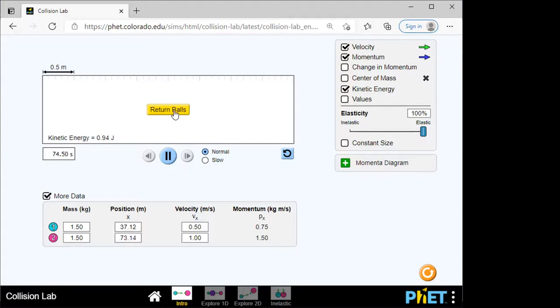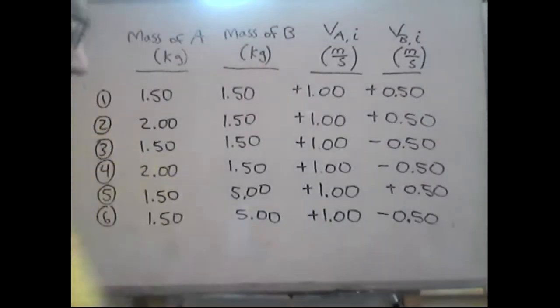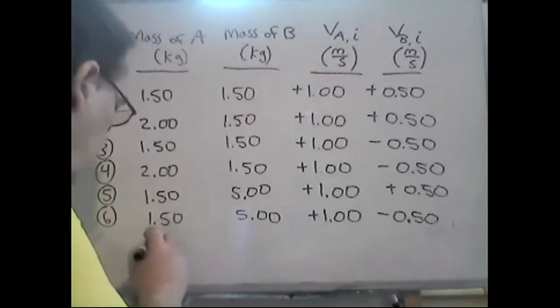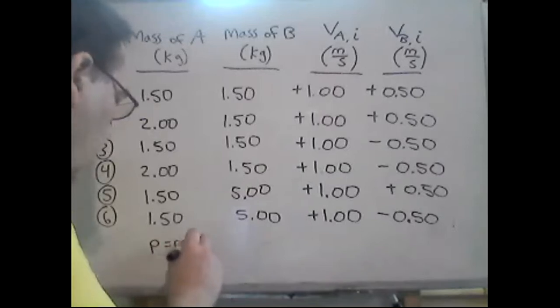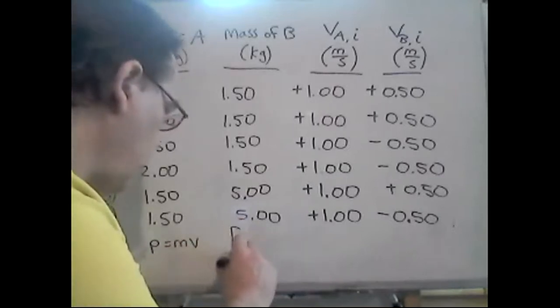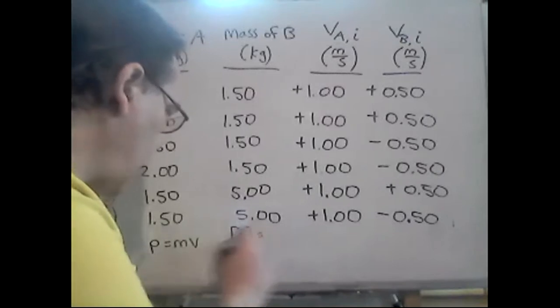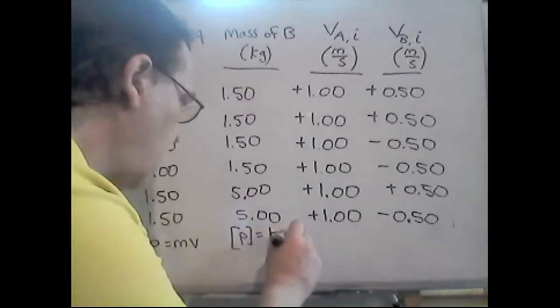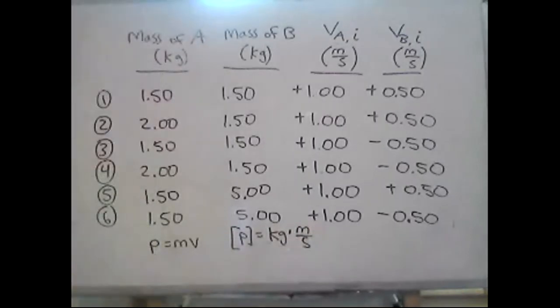So I'm going to return the balls. That stops them. Let me share my screen again. Remember the units of momentum. Remember what momentum is. Momentum is mass times velocity. What are the units of momentum? Mass is kilograms times meters per second. Now, you see a combination of kilograms, meters per second. We do not honor any particular physicist with some sort of unit. That is the unit for momentum. The unit for momentum is kilograms meters per second.